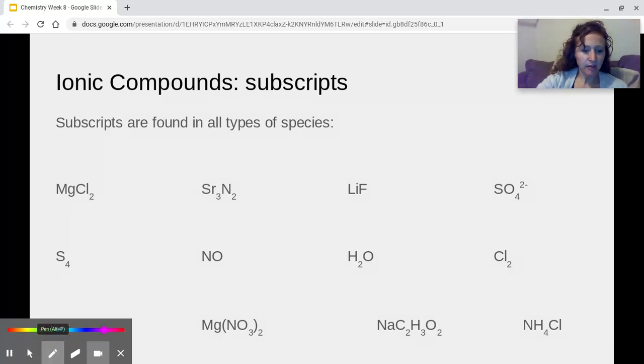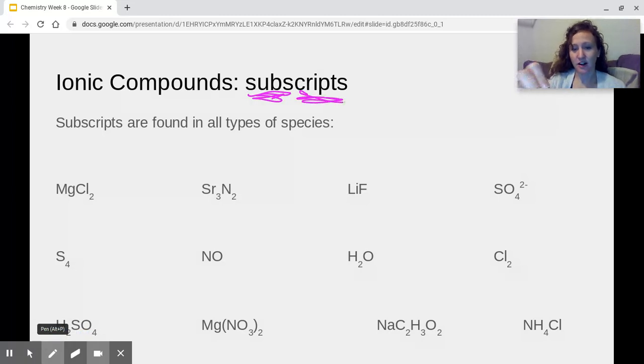So, subscripts are exactly what they sound like. Sub means below, and a script is something written. So a subscript is these little numbers that you see written below the actual typed font, and they're always numbers. So a couple things about these subscripts.